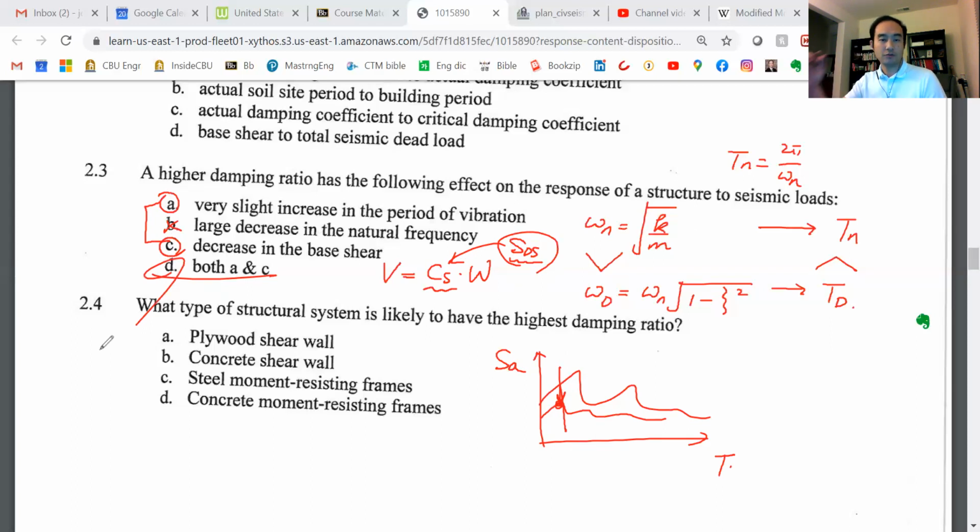All right, what type of structural system is likely to have the highest damping ratio? It is kind of a fact. The choices are plywood, which is a wood material, concrete, steel, and concrete. So concrete is about 5% damping. Steel, a little less, 2% damping. And wood has about 15%. The answer is going to be A.